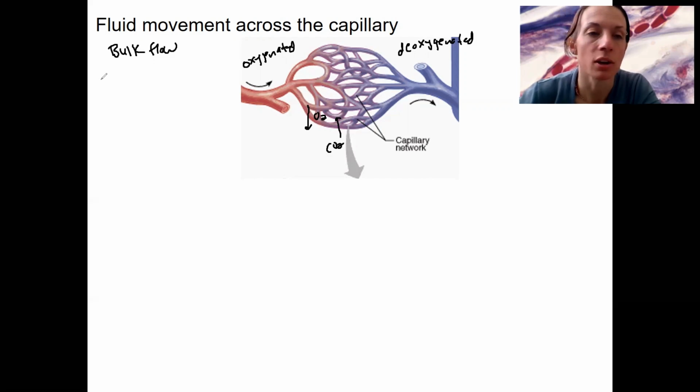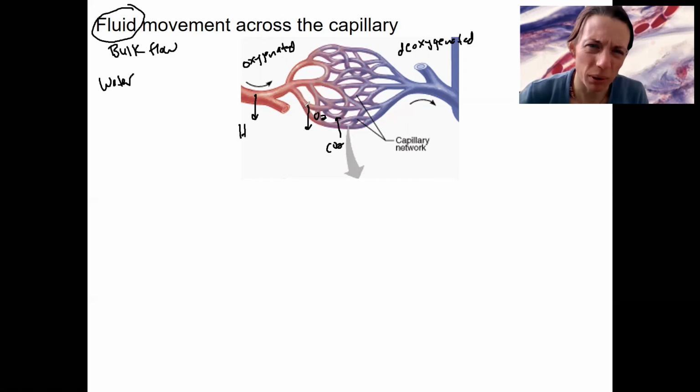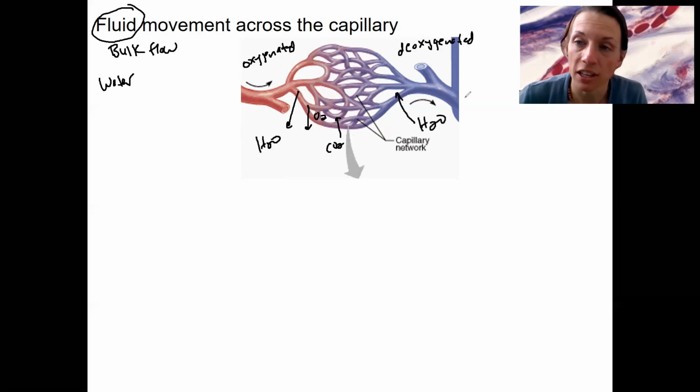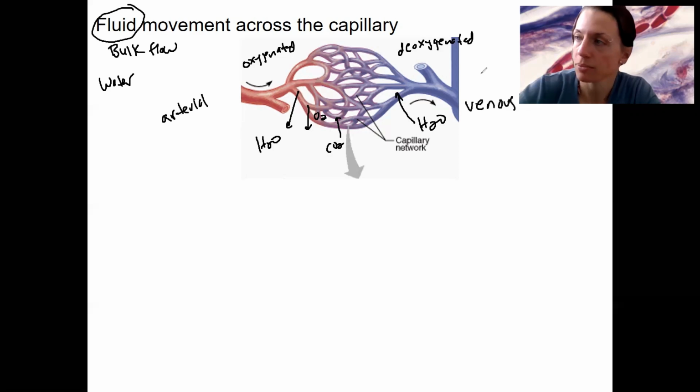This is about water, fluid, right? Right there we got fluid. So we're going to look at fluid movement across, and basically it's going to move out here. This is water, and back. And actually, I don't want to have it there. I want to have it at the beginning of the capillary bed. It's moving out, it's moving in at the venous end. So here's our arterial end and our venous end.